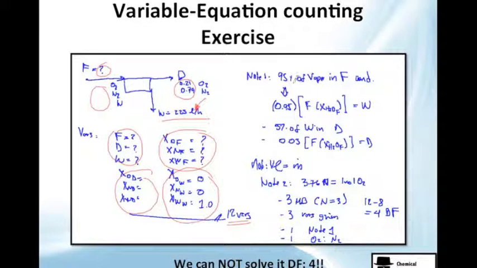Now let's solve it. From node 1, I'm going to add this: 95% of the vapor in feed condenses. So the vapor goes by a relationship of 95%. You could get this here. It's the water. They tell you 95% of vapor in feed condenses. So all the vapor here will be 95% of the feed.